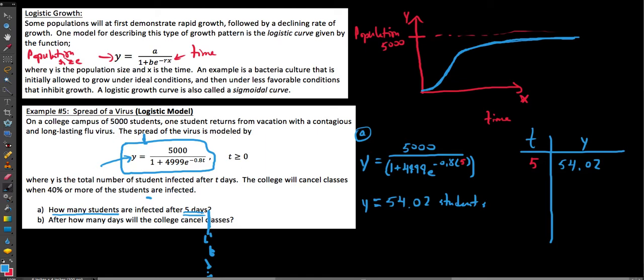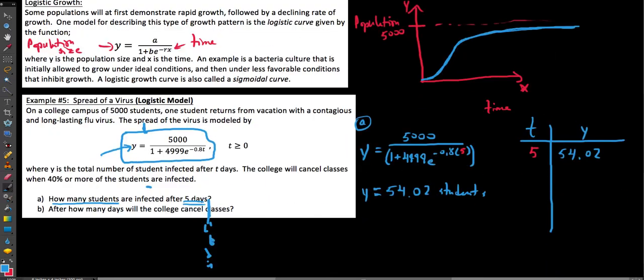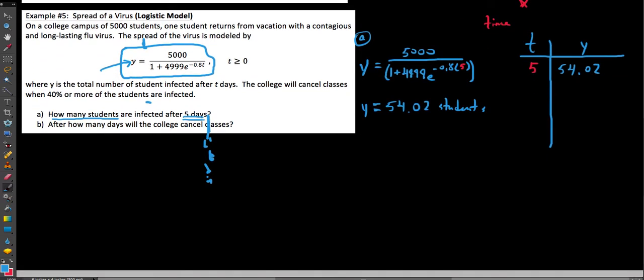So for part B here, let me scroll down a little bit. What we're going to have to do is settle on what is 40% of 5,000, or of the population.